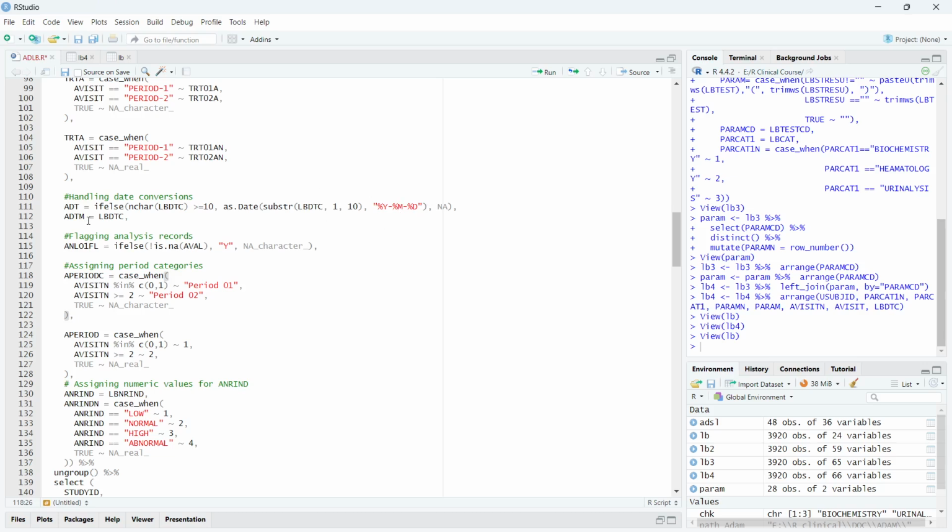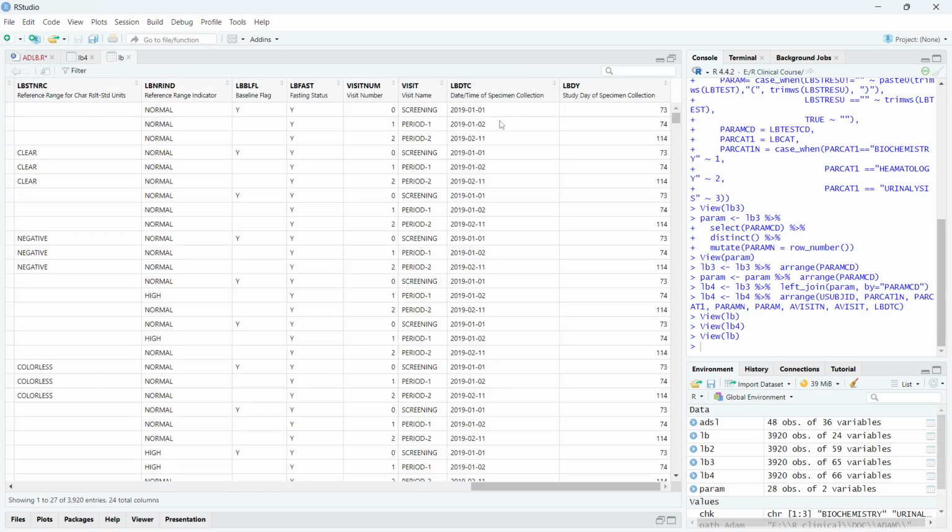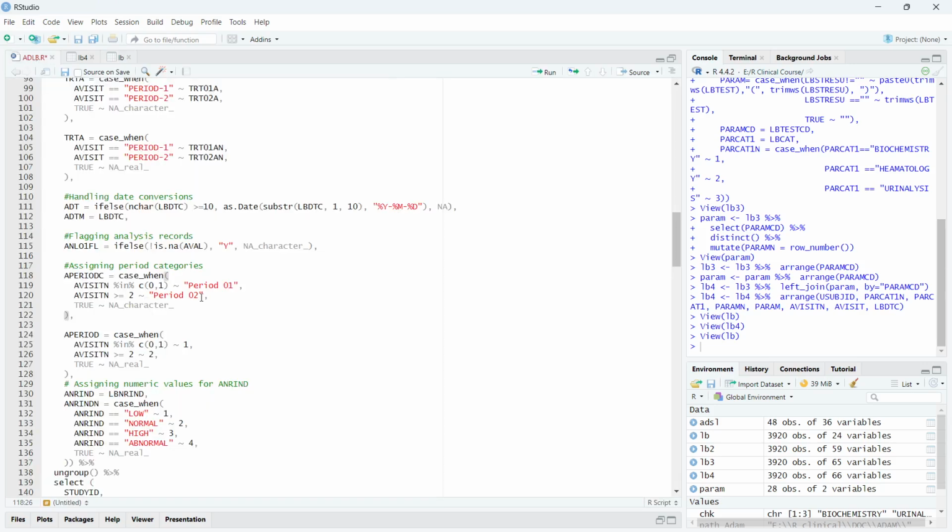And ADTM, the analysis date and time, is just directly giving the date concept. But here when you check the LBDTC, there is no time specification. It's only having the date. So anyway, there is no time point, it's just a date currently. But we have to map to the LBDTC here for the date time.